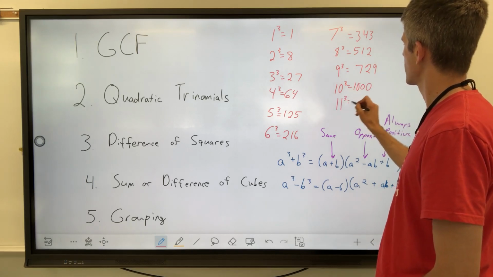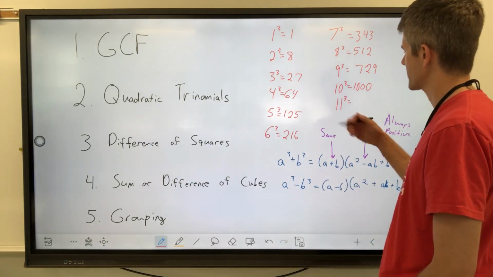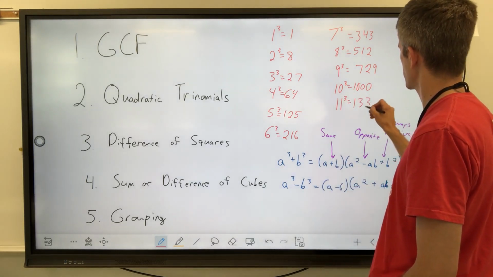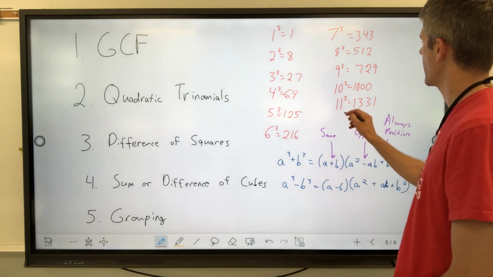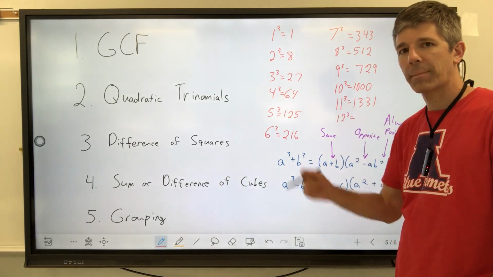11 cubed, this one's interesting, for reasons I don't want to go into right now. Pascal's triangle, if you really want to get nerdy with it, is 1,331, and then 12 cubed is, my mind just went blank.